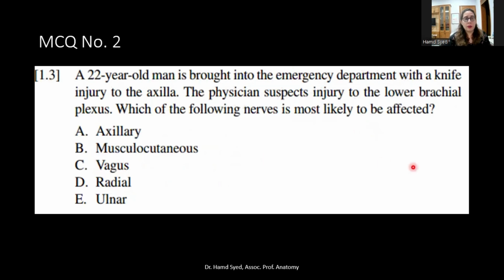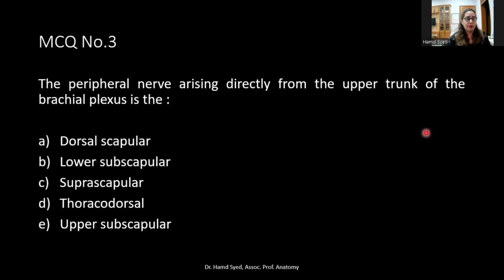A 22-year-old man is brought to the emergency department with a knife injury to the axilla. The physician suspects injury to the lower brachial plexus. Which of the following nerves is most likely to be affected? Now we're talking about lower brachial plexus, so the ulnar nerve, which is supplied by the root C8 and T1, is the one which will be affected. Answer is E for this MCQ.